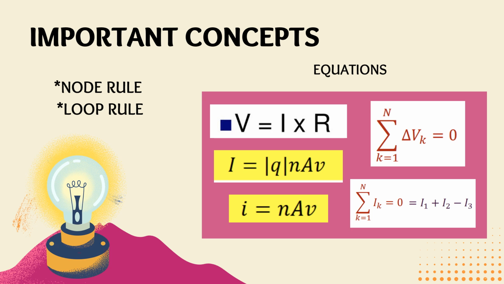And then we also have the loop rule, which states that the delta V in a closed loop equals 0. So the change in voltage from a capacitor and the change in voltage from a resistor in a closed loop equals 0 is essentially what that is saying. And then also we have some equations to the left. That's V equals IR, and then the electron current, and then the conventional current.